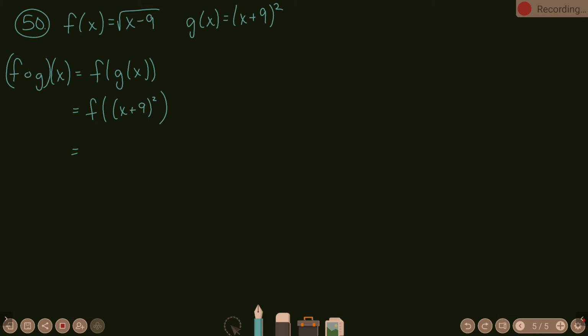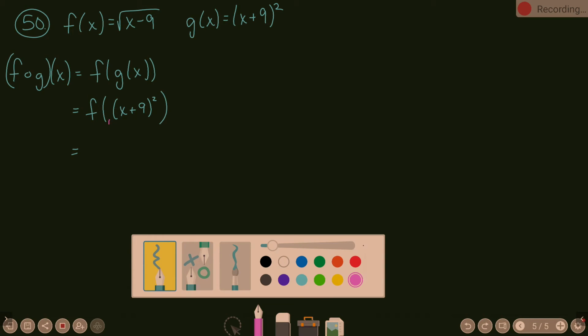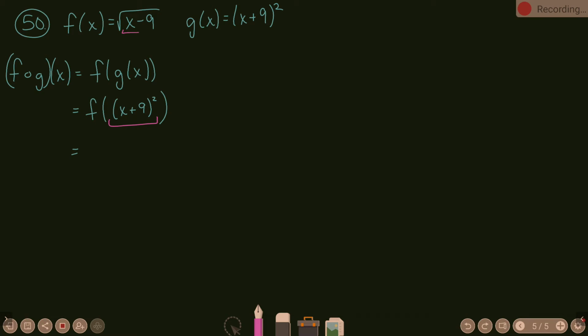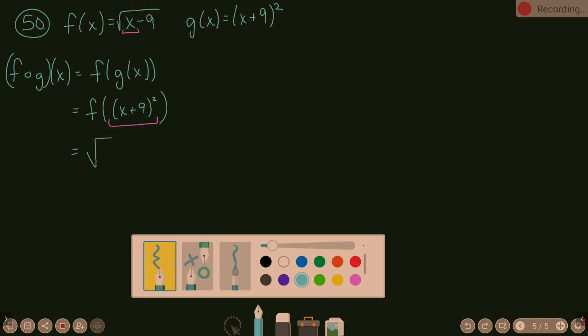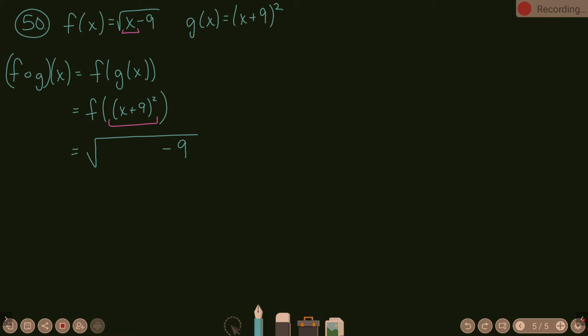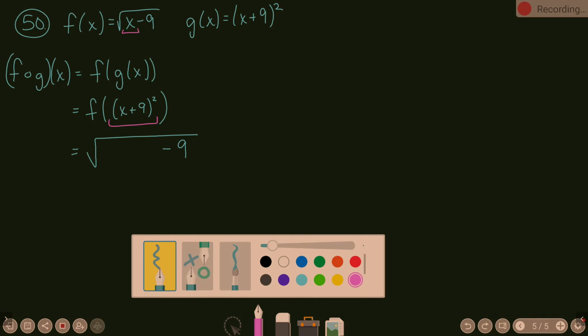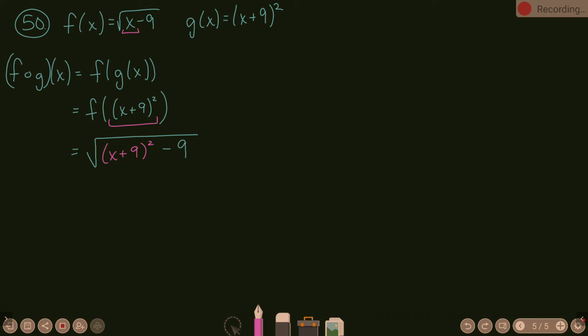f of x plus 9 squared says we're going to take f, whatever f is, and we're putting in x plus 9 squared in place of x. So we're going to sub this x plus 9 squared value into f. So f says the square root of something minus 9. That's what the f rule says. When we put something in for x, the something I'm putting in is x plus 9 quantity squared, because that was my g.